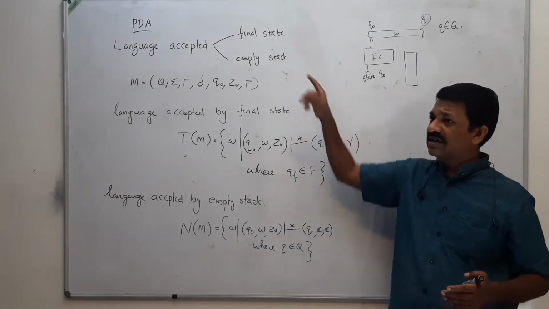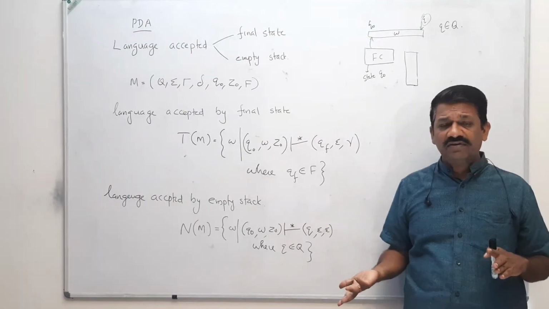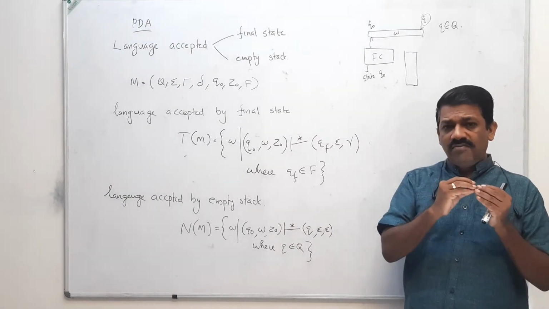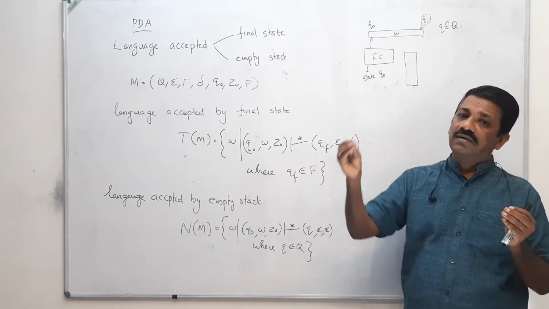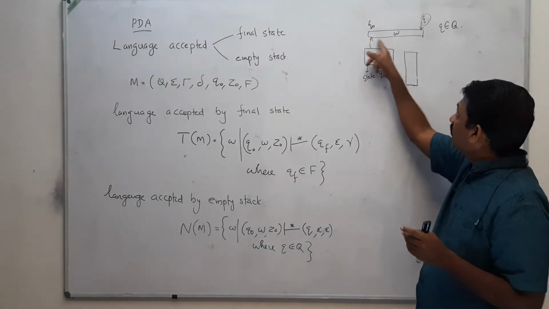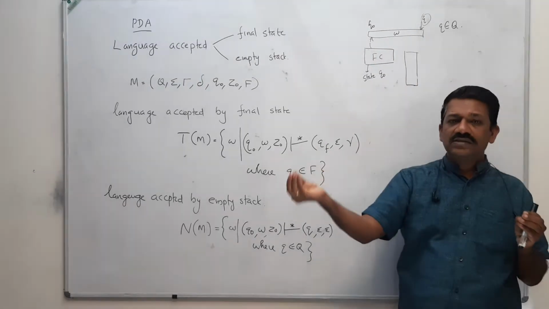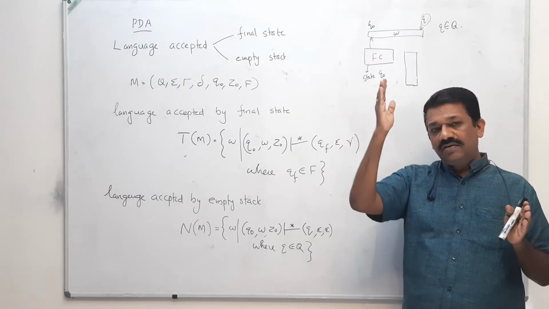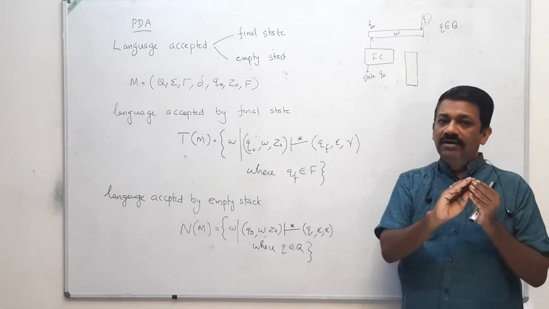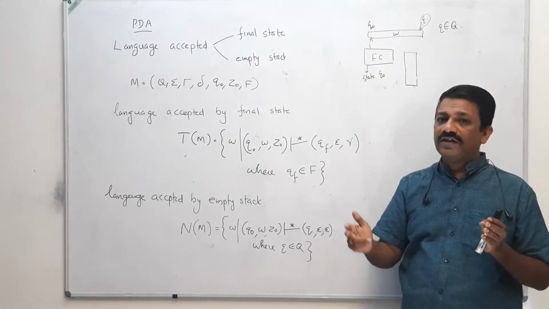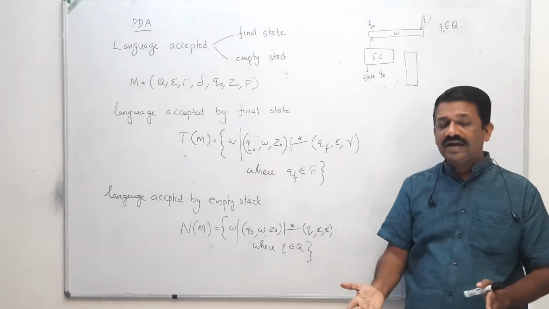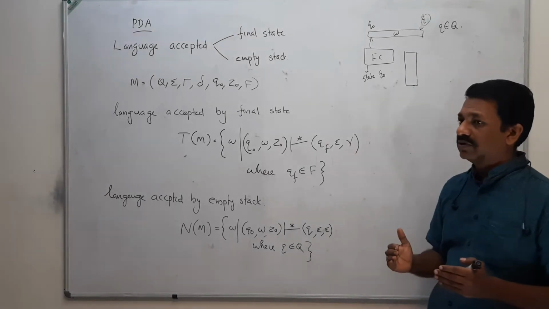Language accepted by empty stack means in that case we don't have any final states. We are not bothering about the state it reaches after processing the input symbol W, but we are going to verify the contents of the stack, and if the stack is empty, that means the input can be accepted.